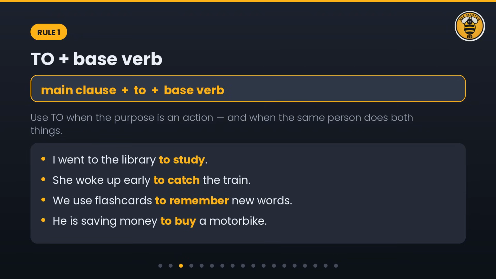Listen. I went to the library to study. She woke up early to catch the train. We use flashcards to remember new words. He is saving money to buy a motorbike. Now notice something important. In every one of those sentences, the same person does both actions. She woke up and she catches the train. Same subject. That is the condition for using to.